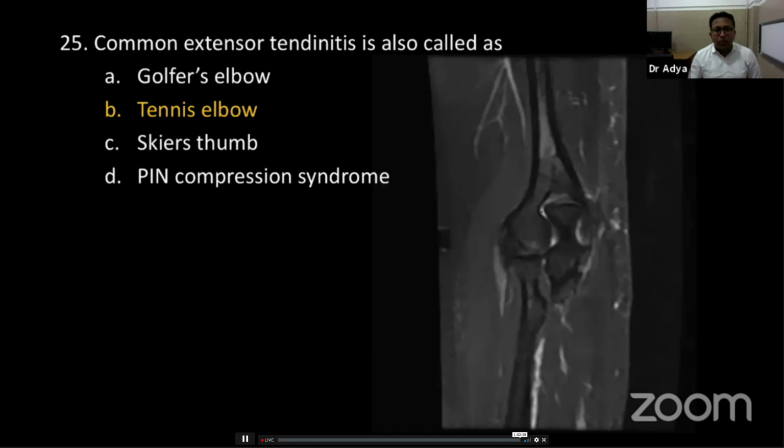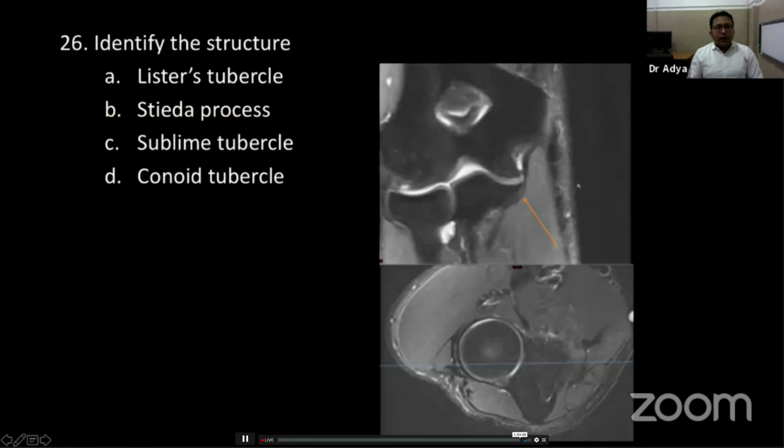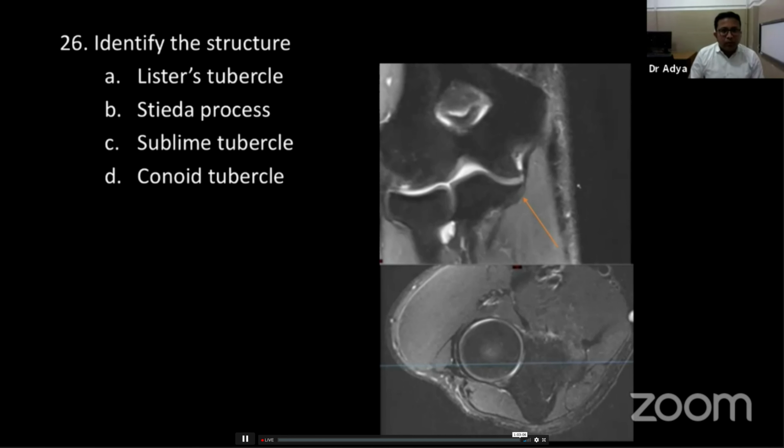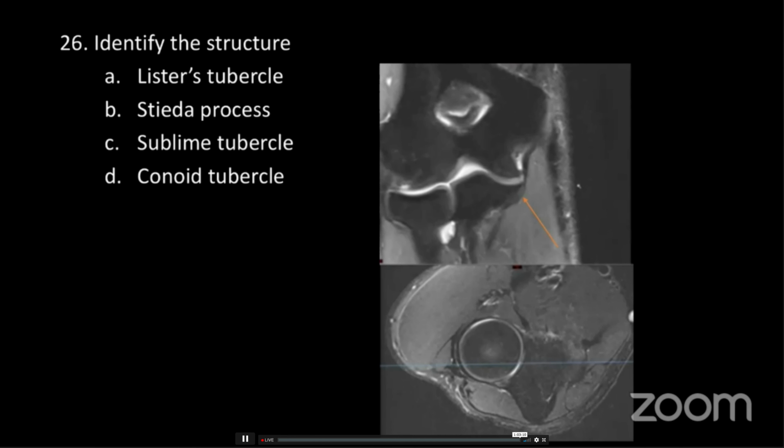This is tennis elbow. Now 26, identify the structure, whether it is A, Lister's tubercle, B, Stieda process, C, sublime tubercle, or D, conoid tubercle. Live, sir.